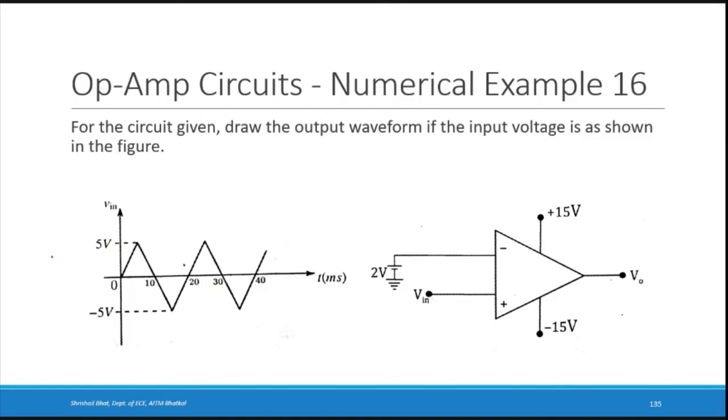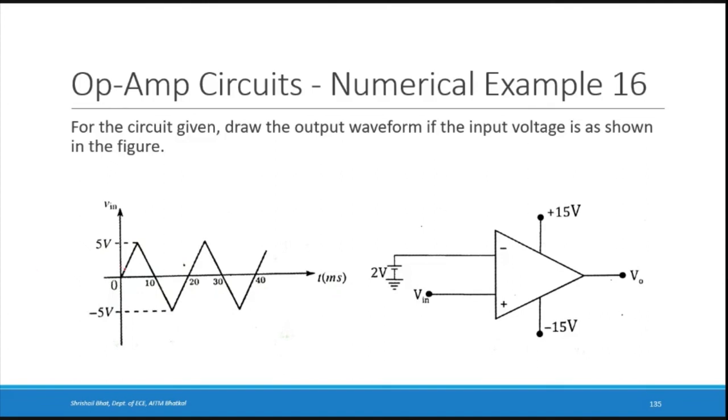So what is this Vin? Vin is this particular signal. It's a triangular wave which is varying between -5 and +5. It starts from 0 till +5, then reduces till -5, then goes to +5, -5, and goes on like this. The time axis is in milliseconds: 10 milliseconds, 20 milliseconds, 30 milliseconds, 40 milliseconds. Right? So for this, can you draw the output waveform?